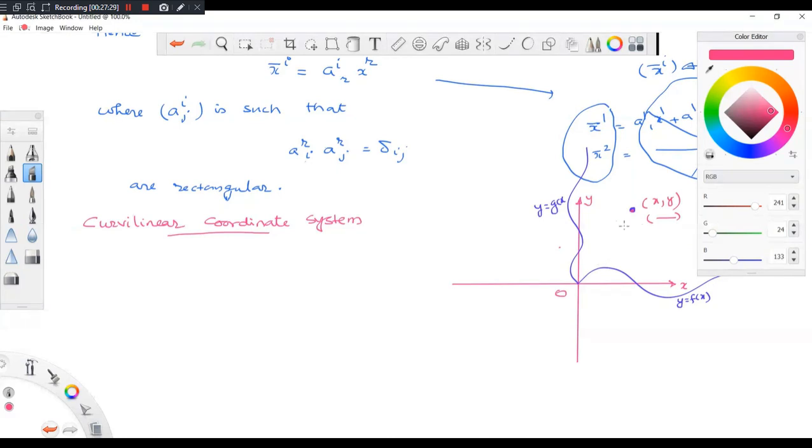So this is the meaning of curvilinear coordinate system. The coordinates themselves are curves. So how can you do this? In this case, what will be the nature of different quantities? That is what we are looking for now.